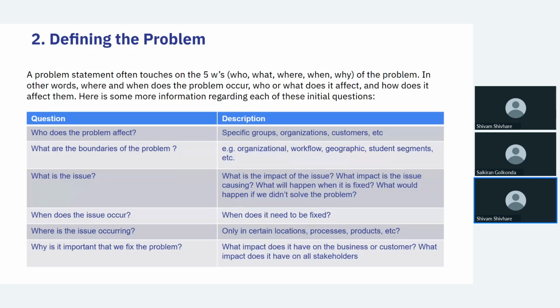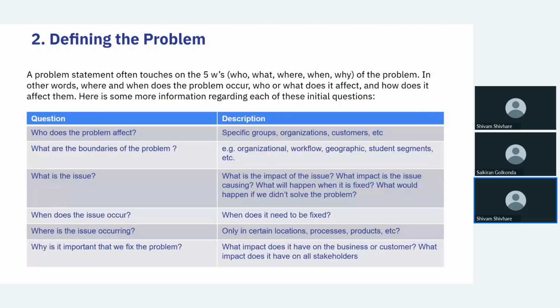When does the issue occur? Up till when can we fix that? Where is the issue occurring? From where is the issue occurring? Why is it important to fix that? You need to know all this before defining the problem. Knowing is different, you need to understand it, and you have to think on all the 5 W's: who, what, where, when, why.